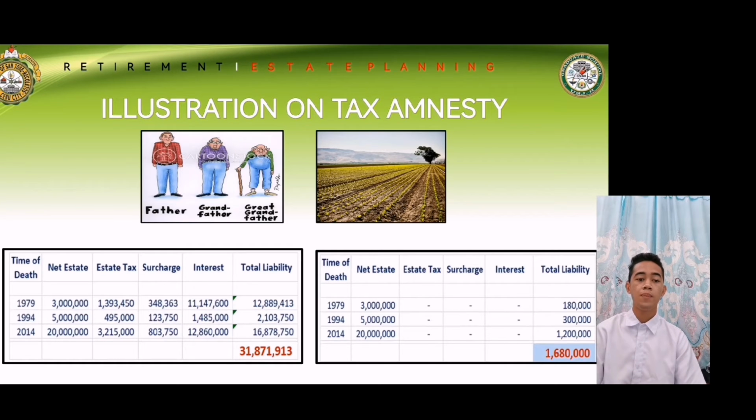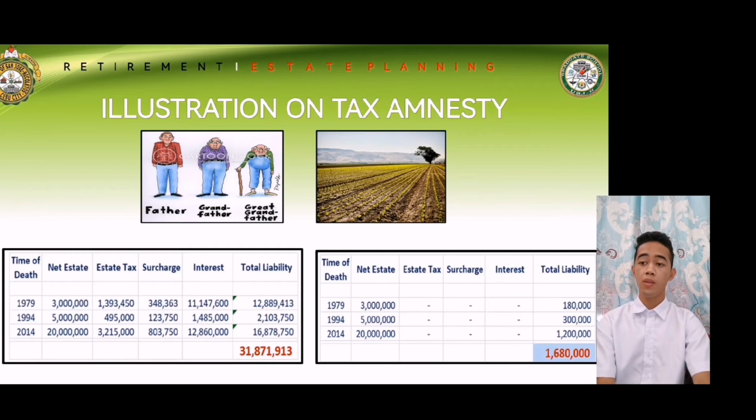The estate tax is 3,215,000. The surcharge is 803,750. The interest is 12,860,000. The total liability is 16,878,750. So the total liability is 31,871,930.